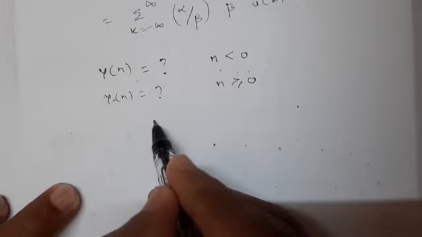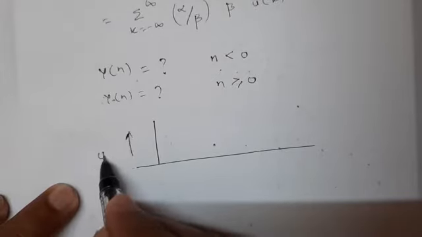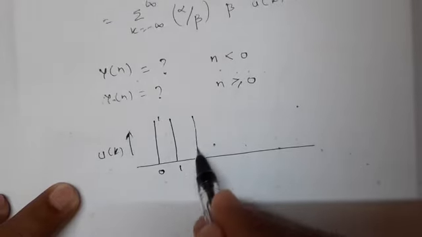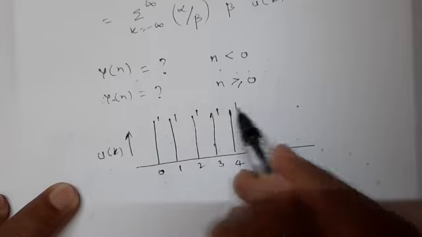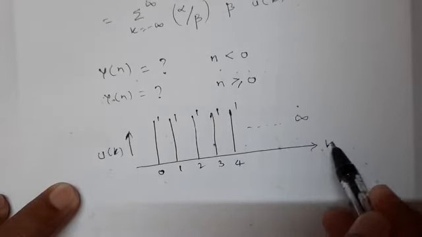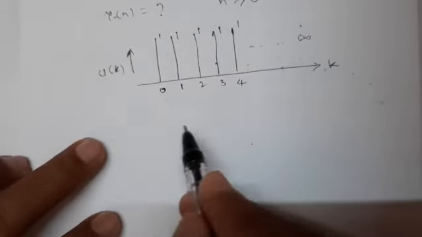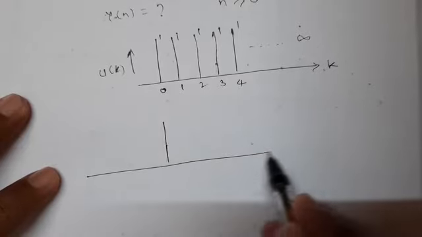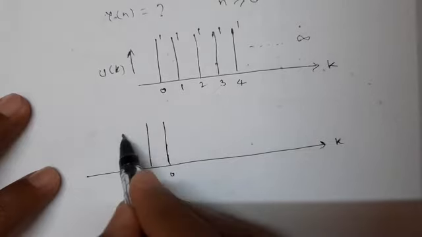That is first u of k, which is at k equal to 0, k equal to 1, k equal to 2, k equal to 3, k equal to 4, towards infinity, which is u of k. Next, u of n minus k you want. As I told, u of minus k plus n. So u of minus k starts at 0, and towards the left side it is a reflected version.